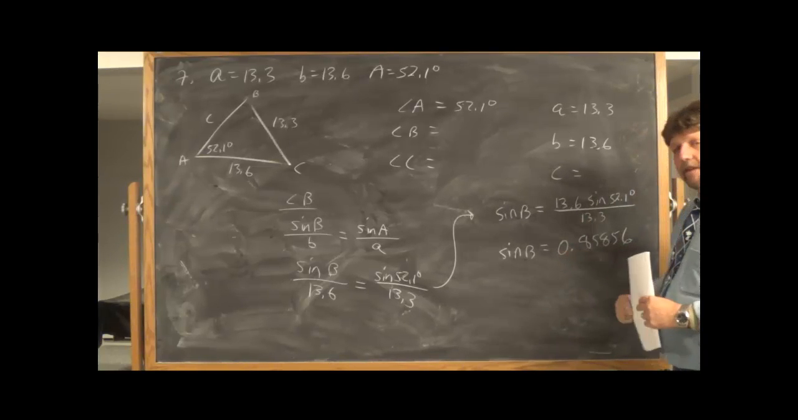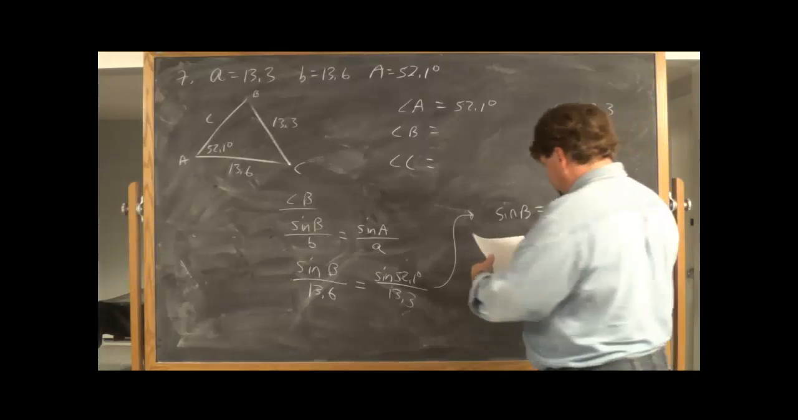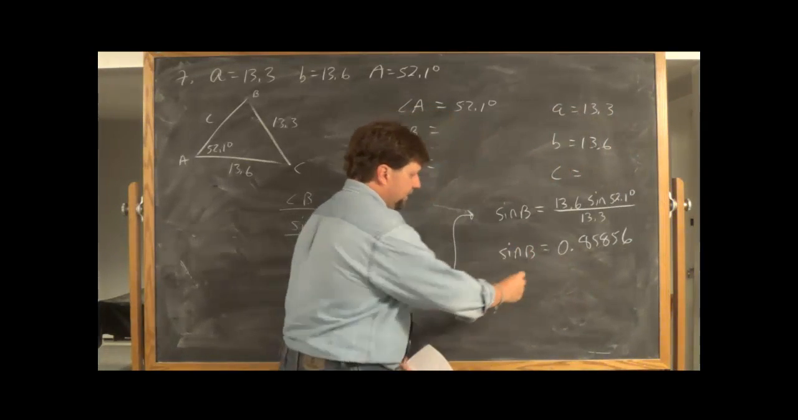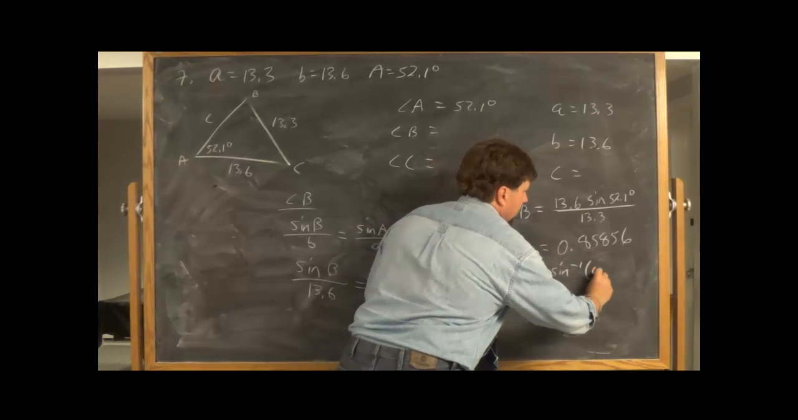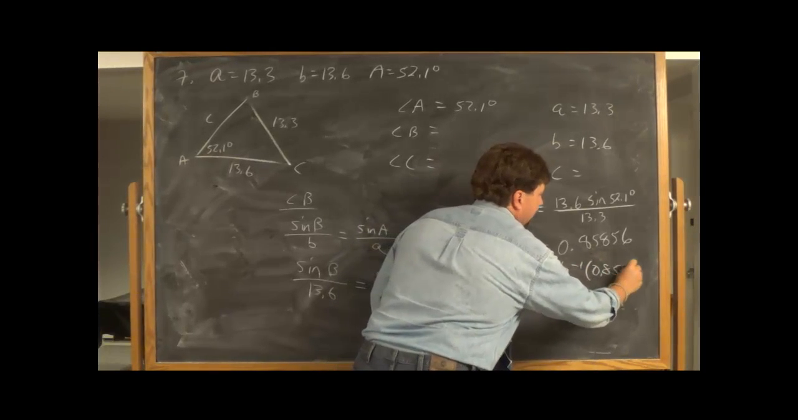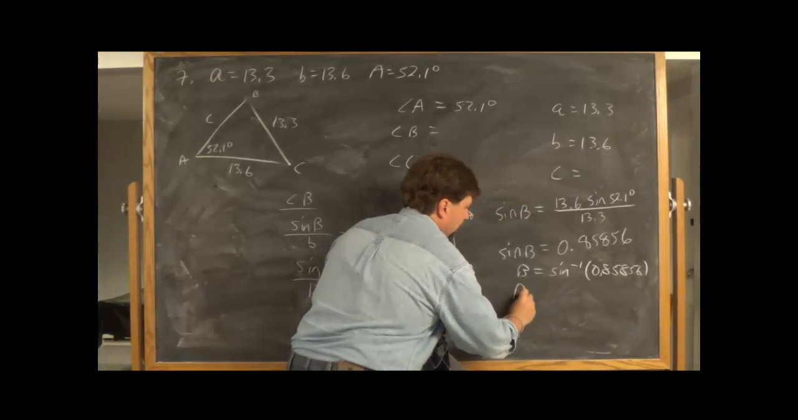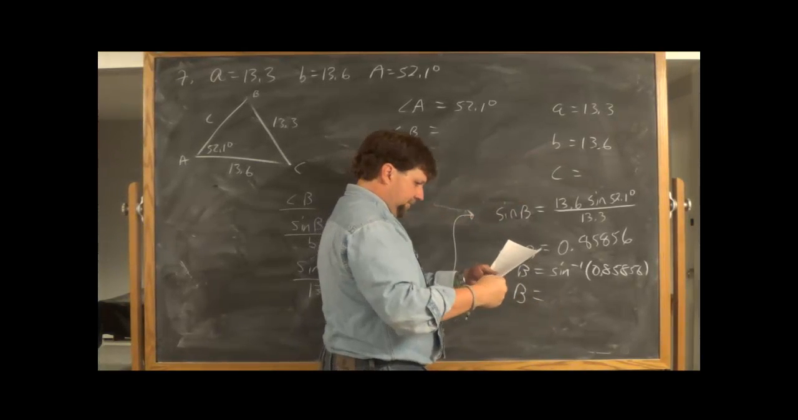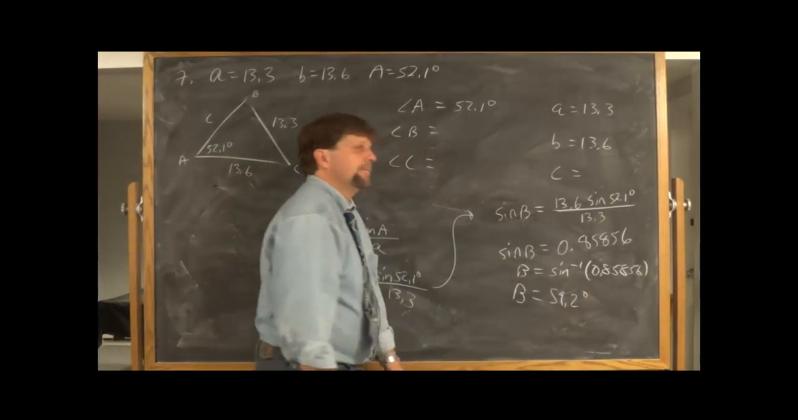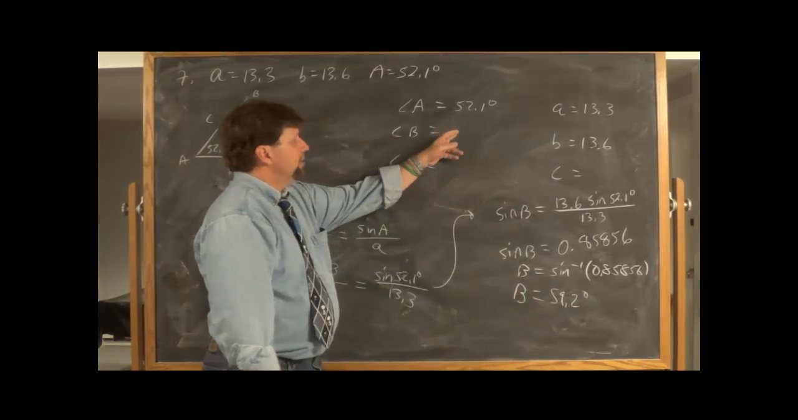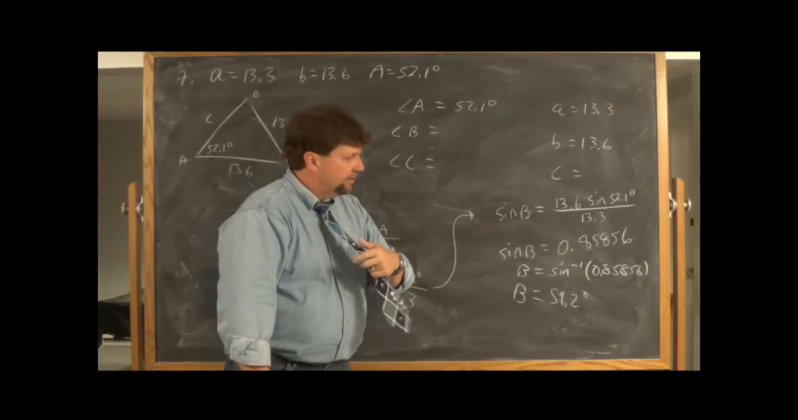Right now I know I have at least 1 triangle. So I proceed to find angle B. Angle B is the inverse sine of that 0.85856. And I get angle B to be, say, 59.2 degrees. So I know that's an angle that will go in here to give me a triangle.